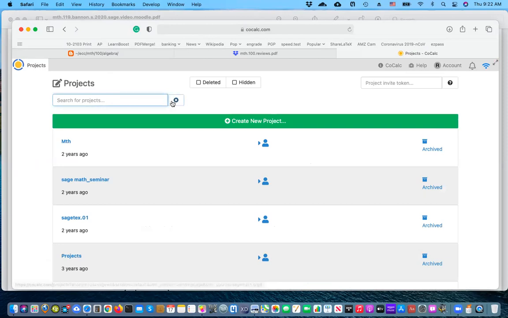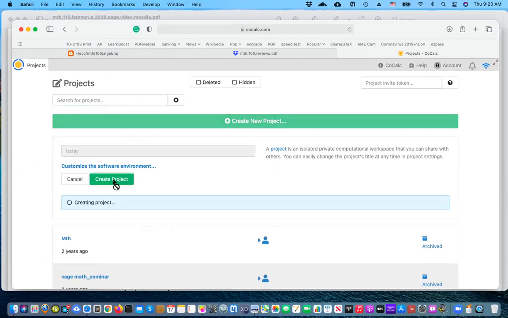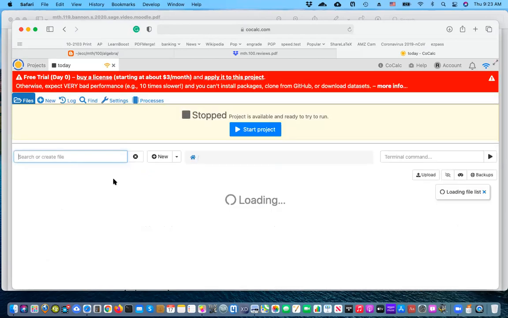Projects. Give me 1 second here. Oh, right here, I didn't see it. Something new, they changed the interface today. Create a new project. Let's call it, I don't know, call it today. Create the project. All right, give it a second to load.